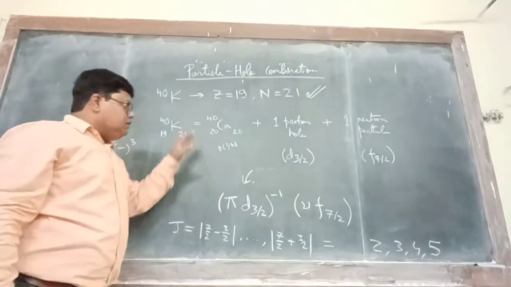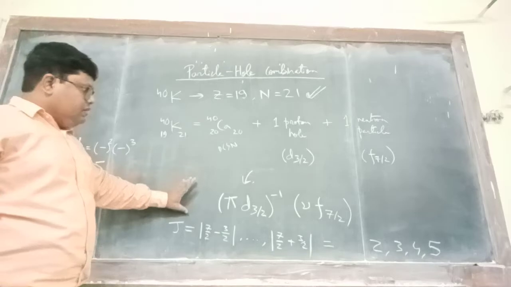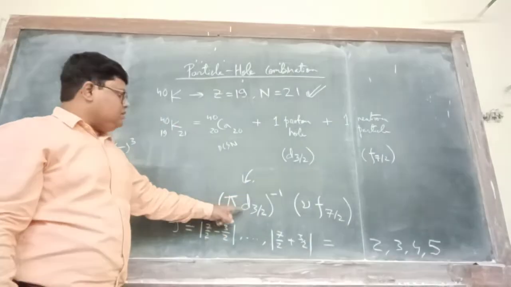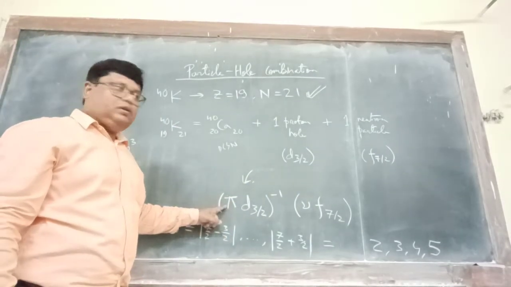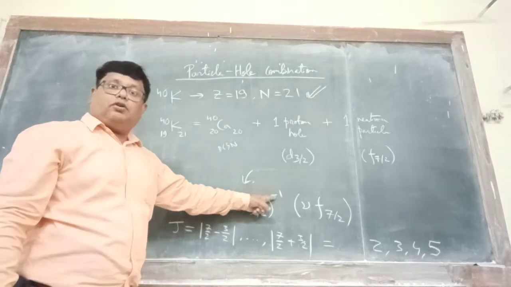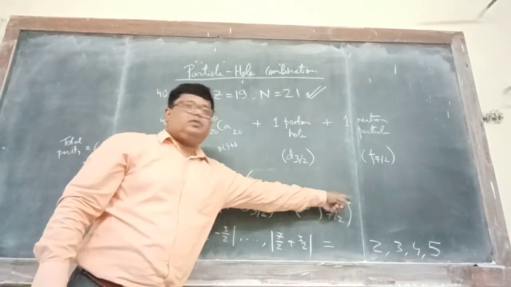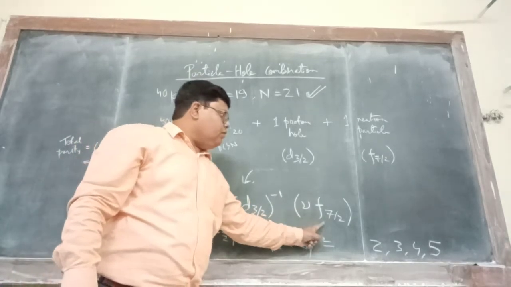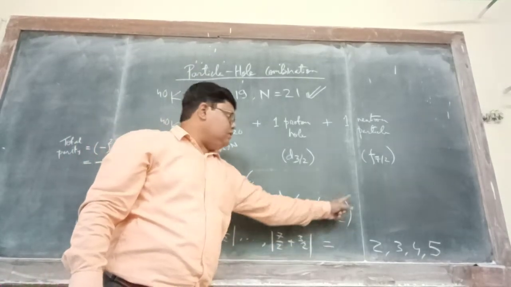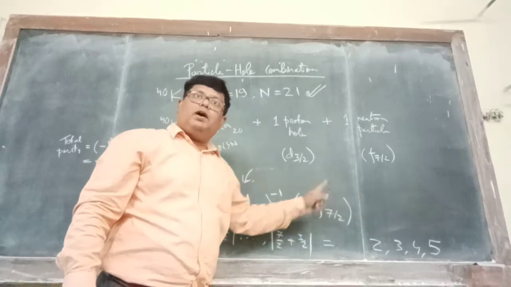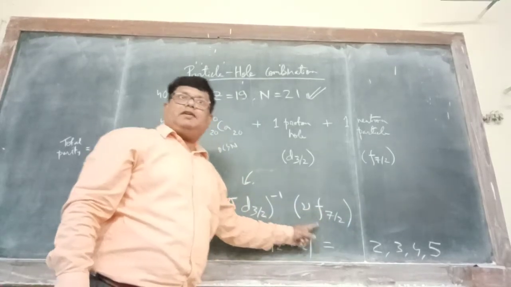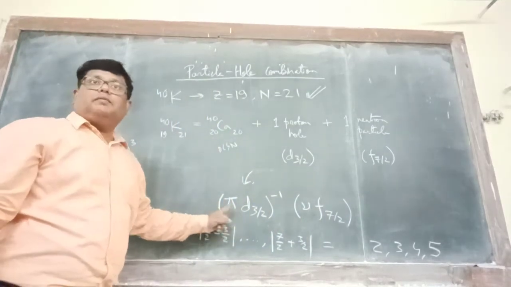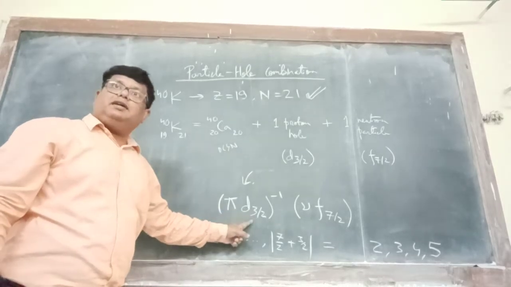Now this we write down in this way symbolically. So this is pi for proton, d3/2 to the minus 1 for hole, and here we don't write plus 1, we write just like this, nu for neutron, f7/2. This means it is already 1. So 1 neutron in f7/2 and 1 proton hole in d3/2.